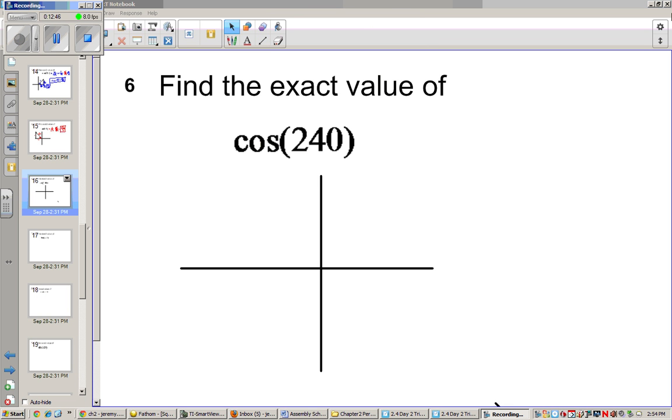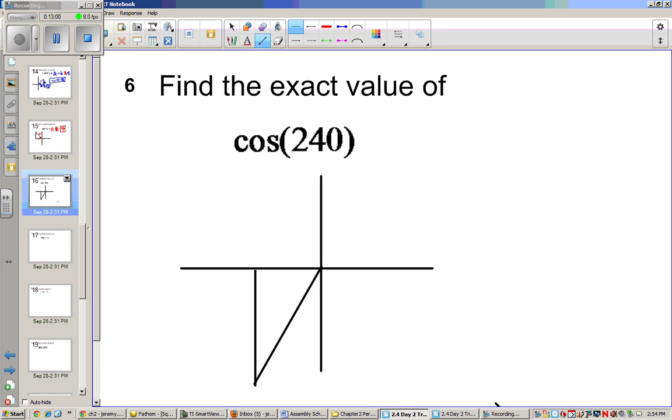All right, so now at 240 degrees, if I start here, we know that's 0, 90, 180, 270. So 240 would be about right here. So if I drew my right triangle, between 240 and 180 degrees, that's 60 degrees. So we have a 30, 60, 90 triangle.